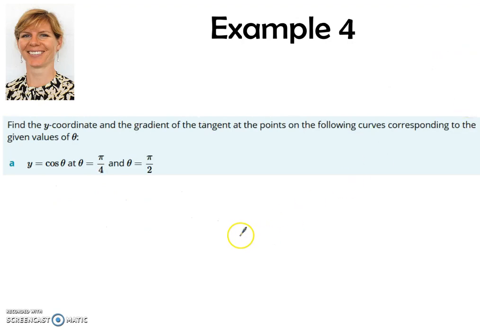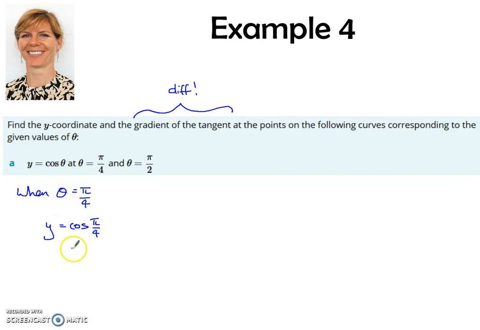Alright, this one's slightly more involved, so now we're looking at y-coordinates and gradients of tangent. So gradient of tangent, remember if you see this, gradient of the tangent, that means differentiate. Okay, that's what it's asking you to do. So for this one we've got y equals cos theta, and we're looking at the points pi on 4 and pi on 2. Okay, so let's have a look first at when theta is pi on 4. So that means y is going to be cos pi on 4. And of course cos pi on 4 is just 1 over root 2.